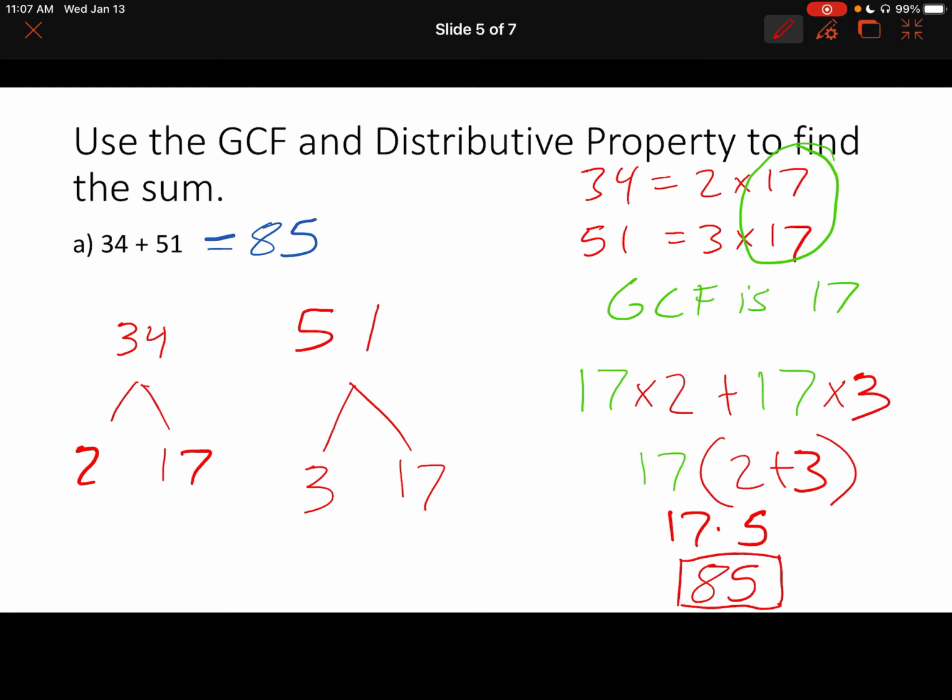So we know that our technique worked, and this is how you can use greatest common factor and distributive property to find the sum of two numbers. Yes, in this case, it was a lot more work, but again, we're building a new skill here, and we want to be able to check our work as we go.